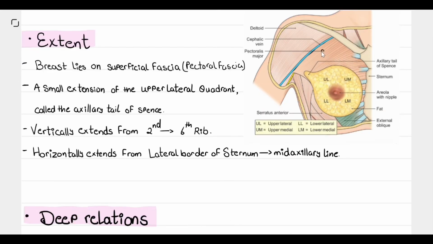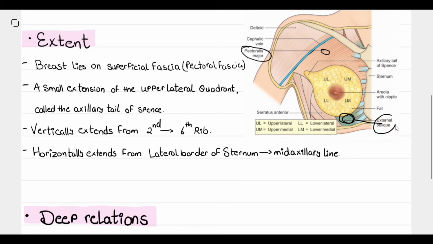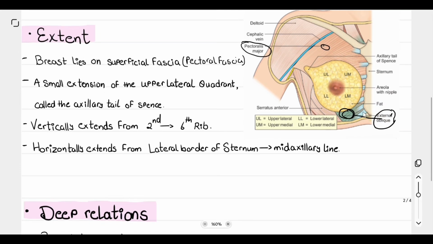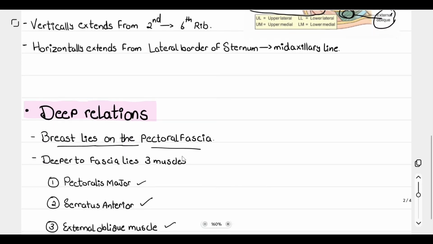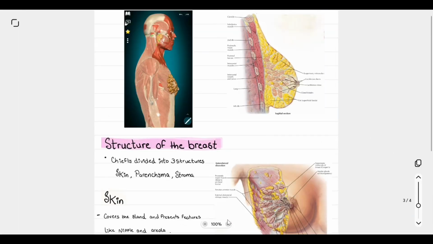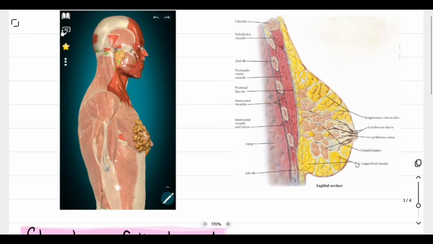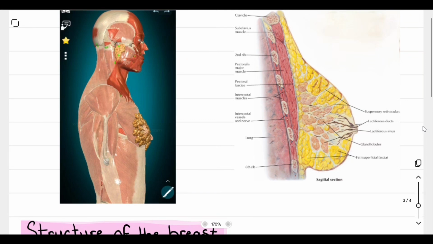This is our pectoralis major muscle. Downwards I have the external oblique muscle. We'll cover this muscle under the topic of abdomen, and lastly I have the serratus anterior muscle. So these three muscles lie deep to the fascia, and with the help of another diagram right here you will be able to appreciate it.